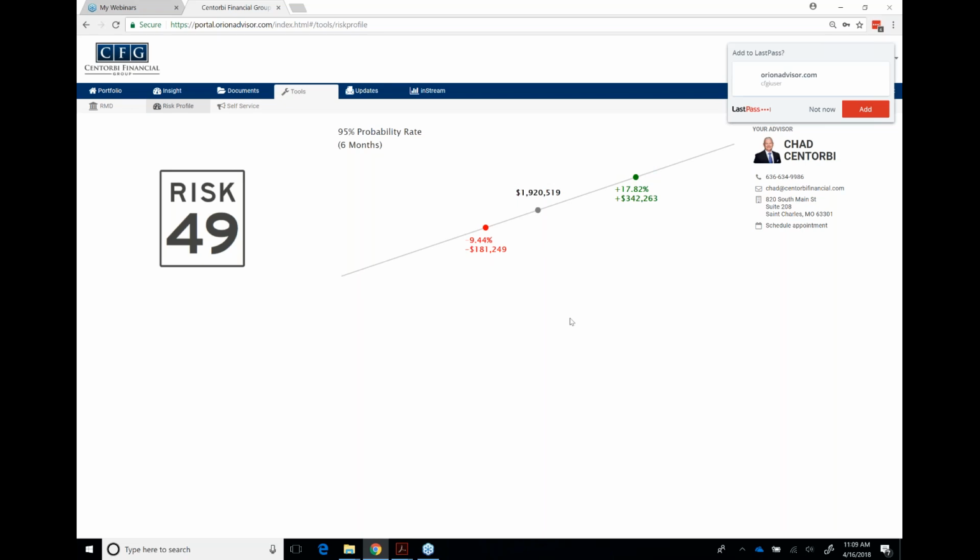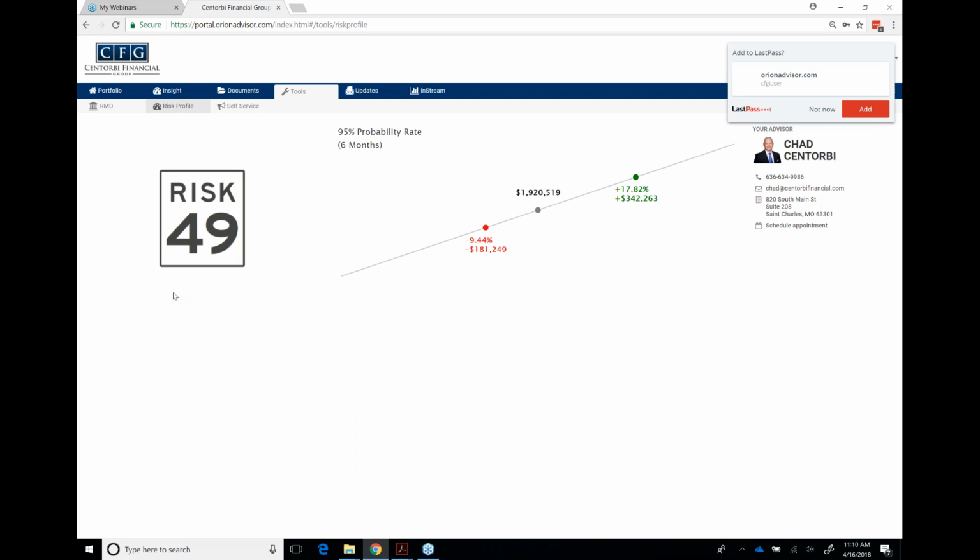The risk number is one of the ways that we monitor your portfolio on a daily basis. Every morning I receive a report which shows the current risk number of all of the investments that are in our portal. And again, I stress, all of them that are in our portal. If you have outside investments that are not feeding into our portal, those are not going to be affected by this risk number.